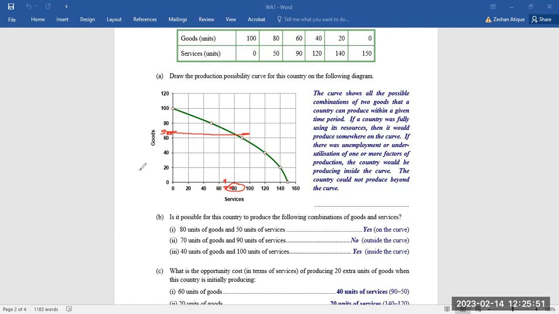And similarly, 40 units of goods, say, for example here, and you want to produce 100 units of services. This point is showing you can produce this, although it is inefficient, but of course you can produce this particular output. So although it is inside the production possibility frontier, it is possible.